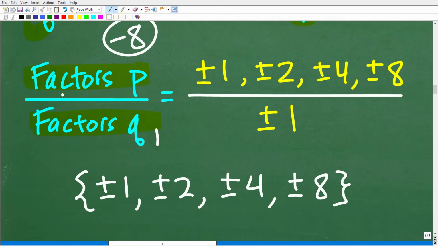All right, so this is a fraction. Now, what we're going to do is take every possible iteration of the numerator and denominator. So 1 divided by 1, positive and negative 1 divided by positive and negative 1, is what?